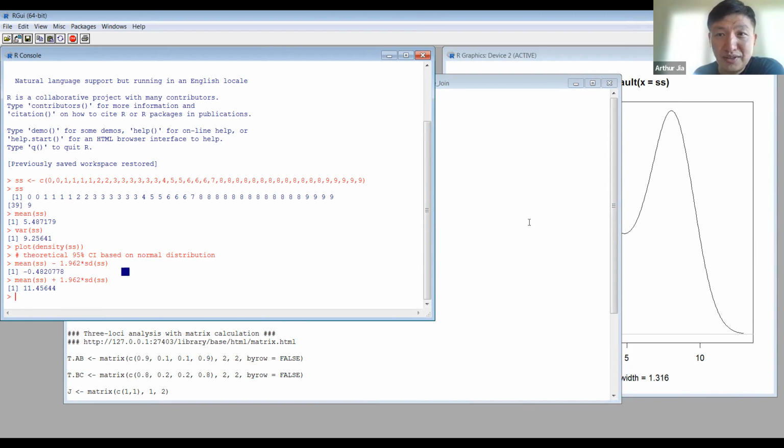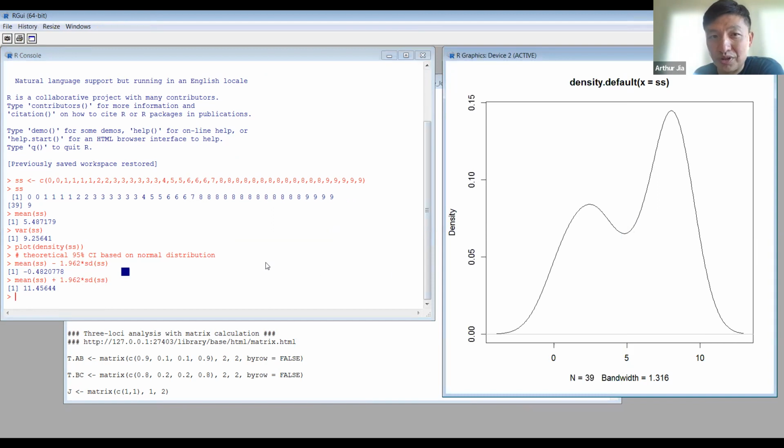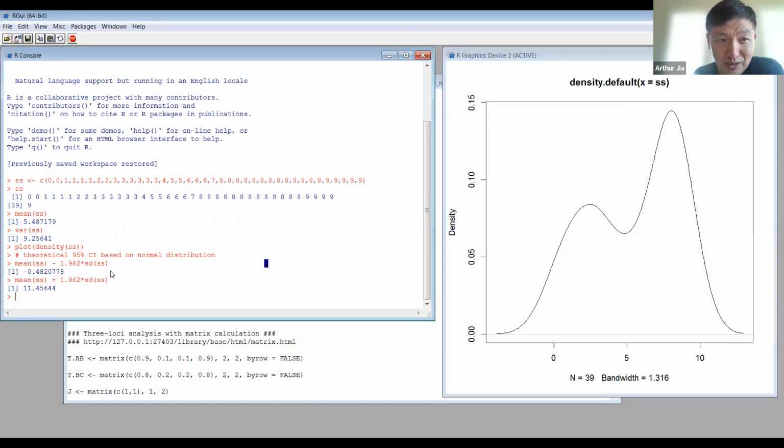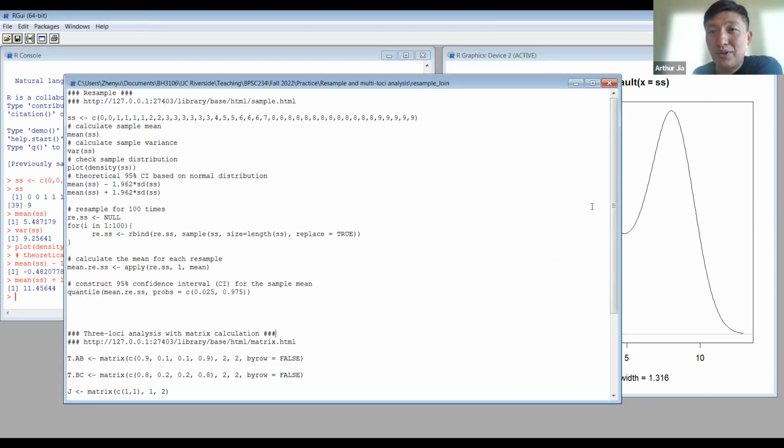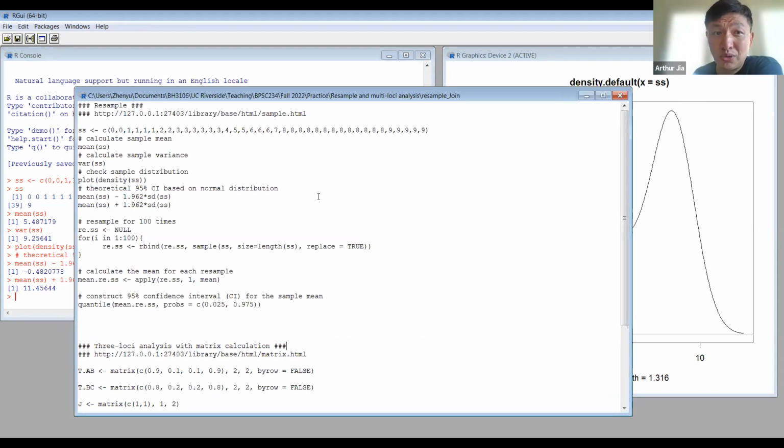But as you can see, since this is not a normal distribution, if you use the normal distribution calculation to calculate the 95% confidence interval, this will give you an unreasonably large interval. This interval actually covers zero, right? From negative to positive. It's too large. This is not right because your data is not normal, but you use the normality assumption to calculate the 95% confidence interval. So this is the case where you need to use the bootstrap.